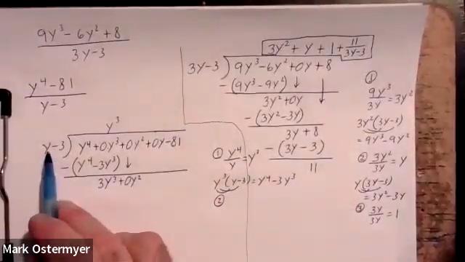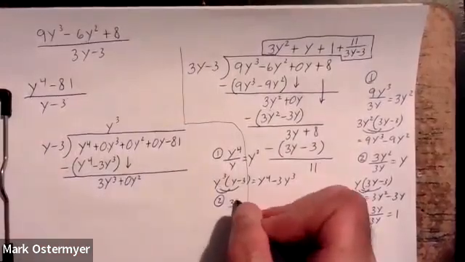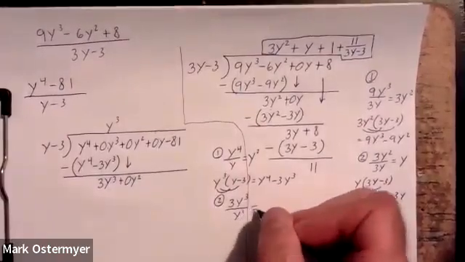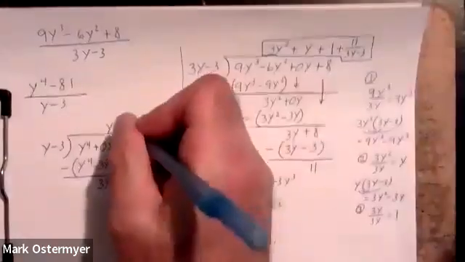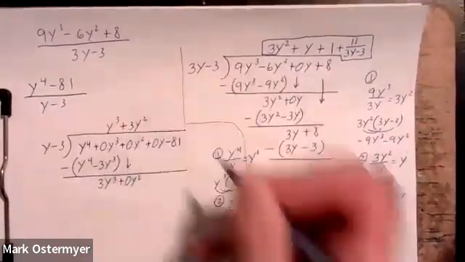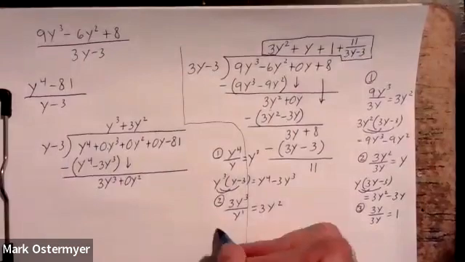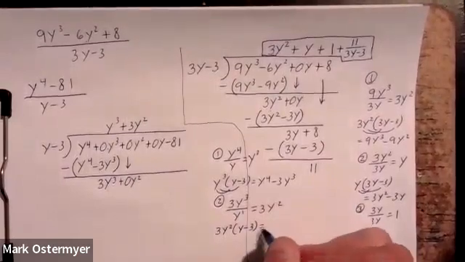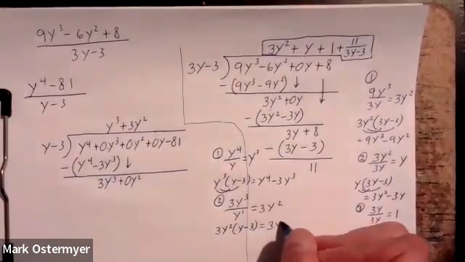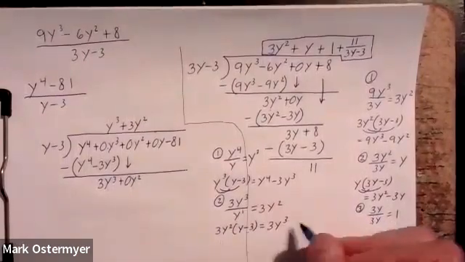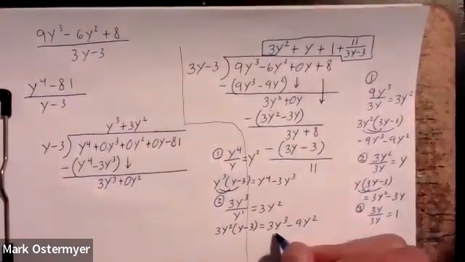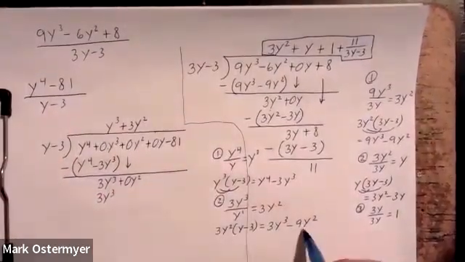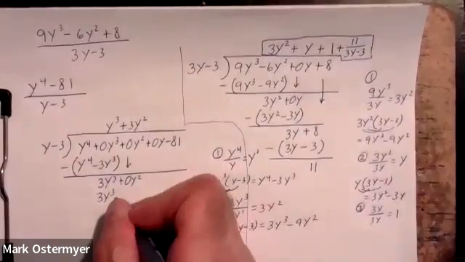We ask ourselves, how many times does y divide into 3y cubed? Take 3y cubed, place it over the y, and reduce. This reduces down to 3y squared. Plus 3y squared is the next term in our quotient. 3y squared now gets multiplied by the divisor of y minus 3. So 3y squared times y is 3y cubed. 3y squared times negative 3 is minus 9y squared. Put the 3y squared underneath this 3y cubed, and put the minus 9y squared underneath the 0y squared.